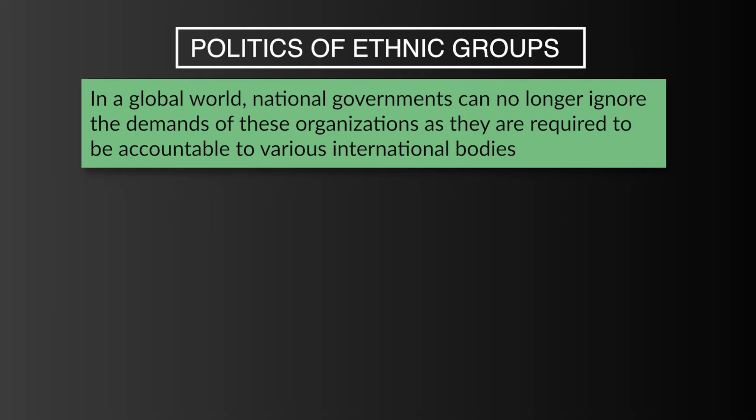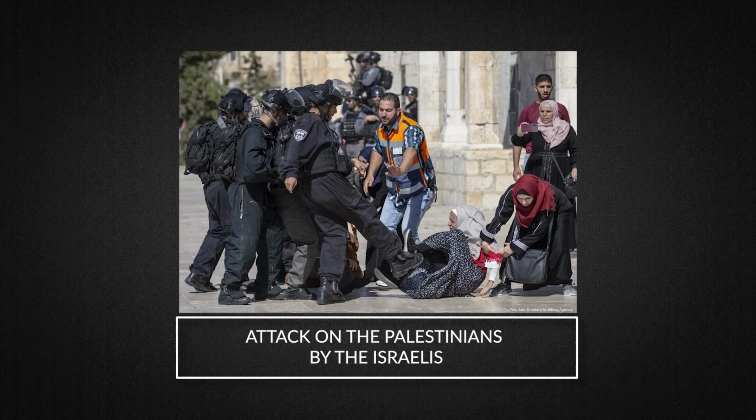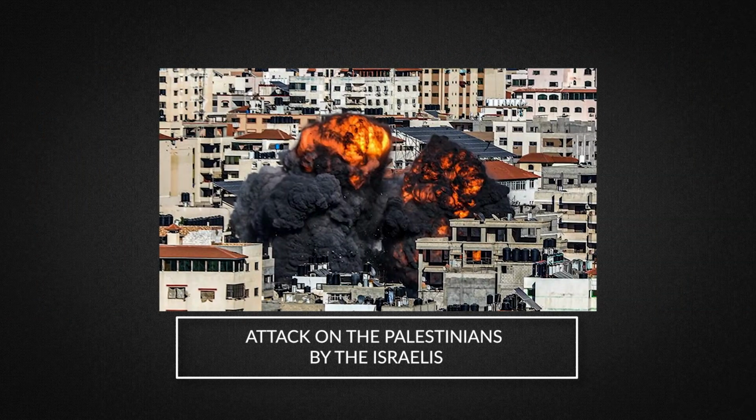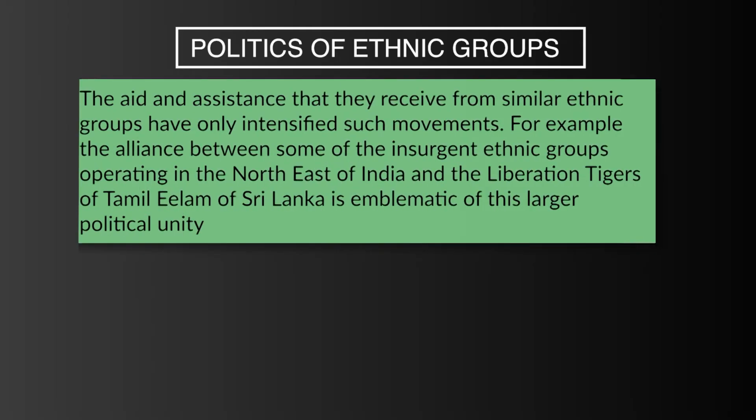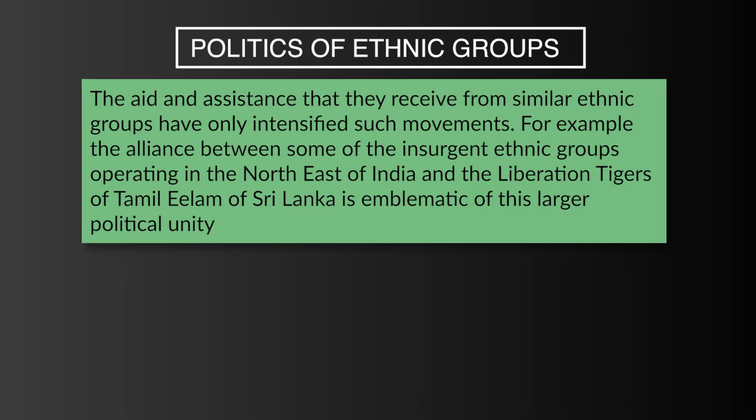In the global world, the national governments can no longer afford to ignore the demands of these organizations, as the governments are accountable to various international bodies. For example, every attack on the Palestinians by the Israelis evokes strong condemnation from almost all minority organizations across the world. Because of globalization and the development of communication on a global scale, ethnic minorities have come together like never before, and hence minority rights can never be bypassed by the national governments, even if these minority groups are weaker. There are networks between ethnic groups through which they receive aid and assistance. For example, in the northeast of Sri Lanka, the Liberation Tigers of Tamil Eelam used to receive a kind of assistance from other such groups.